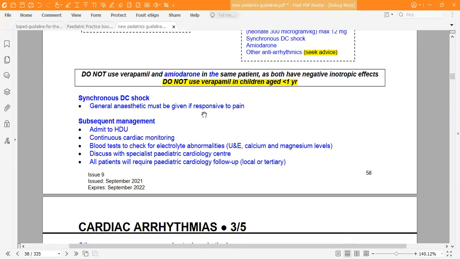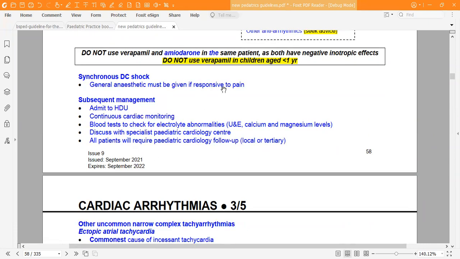Okay, there's some talk and some explanations here about the DC shock. Synchronous DC shock, general anesthetic must be given if responsive to pain. Okay, subsequent management after stabilization: you need to stay with the patient and follow him up thoroughly. So what are you gonna do? What's your next step? You will admit him to the high dependency unit.